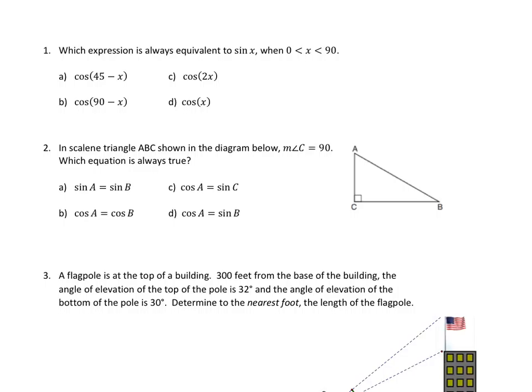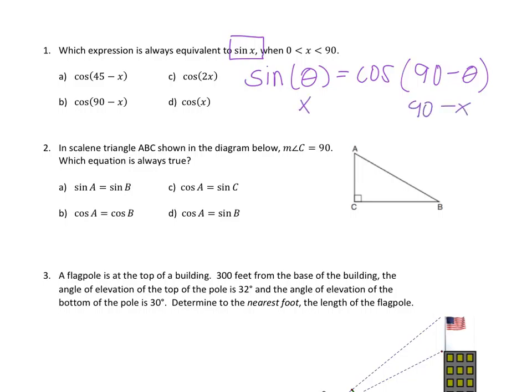So here in number 1, it says, which expression is always equivalent to sine of x? So I know if I have sine of some angle, it should be equal to cosine of 90 take away that angle, which means that if I just replace the theta with an x, I now have cosine of 90 minus x, choice B.